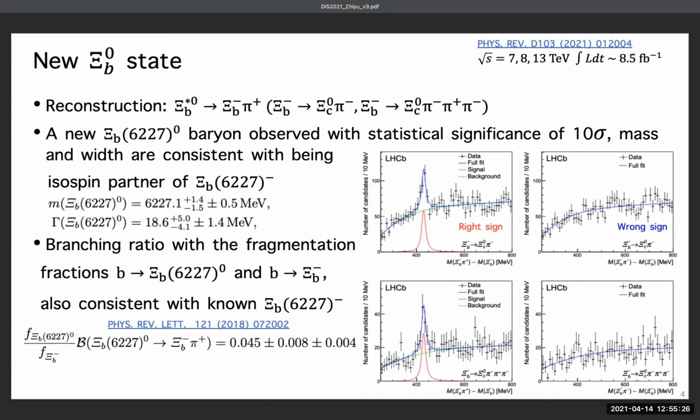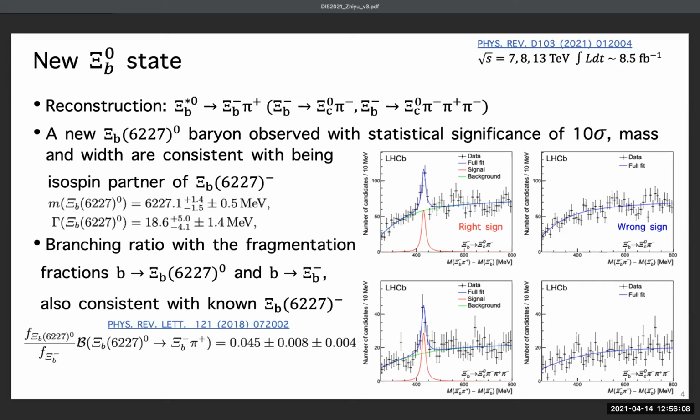Firstly, a new Xi_b*0 baryon was discovered with Xi_b- pi+ reconstruction, where Xi_b- is formed using Xi_c0 pi or Xi_c0 3pi. A new Xi_b* baryon is observed with a statistical significance of 10 sigma. The simultaneous fit shows its mass value is 6227 and the width is 18 MeV, which is consistent with being the spin partner of Xi_b(6227)-.